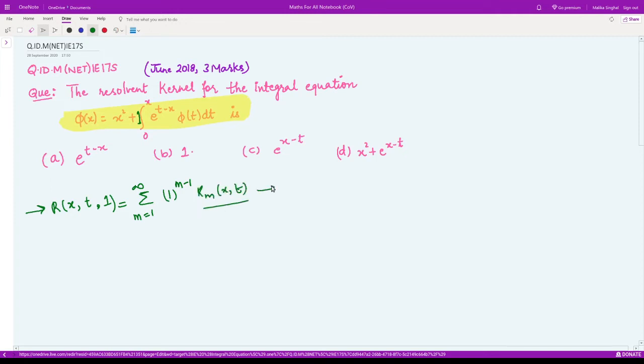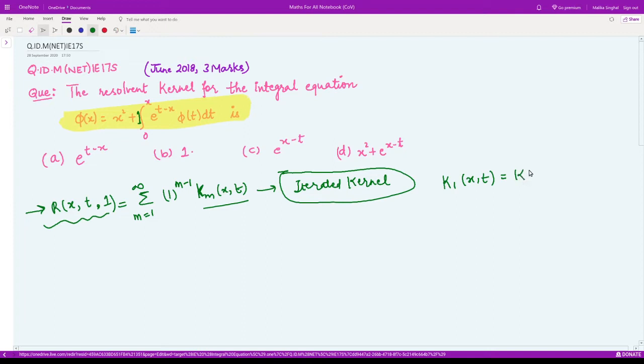These are known as the iterated kernels. We know that, right? So to calculate this resolvent kernel, we must first calculate the iterated kernels K_m(x,t). So what is the definition to calculate these iterated kernels? These are given by K_1(x,t), which is the same as K(x,t).